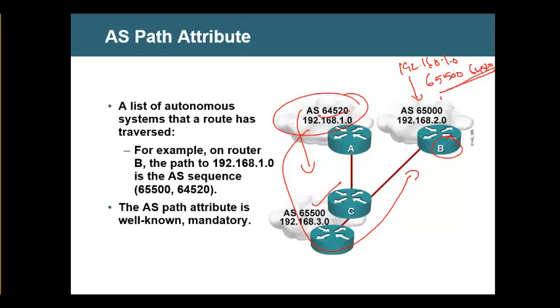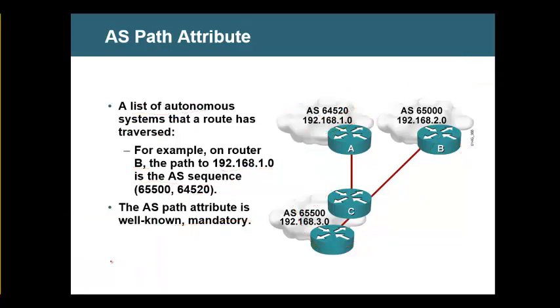It shows the AS path. So the list of autonomous systems that the update has traversed. For example, on router B, the path to reach 192.168.1.0 is the sequence, this and this. AS path attribute is well known and mandatory. Do you have any question on AS path attribute?